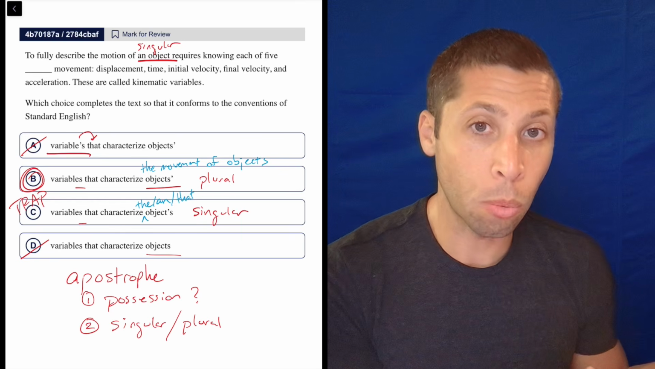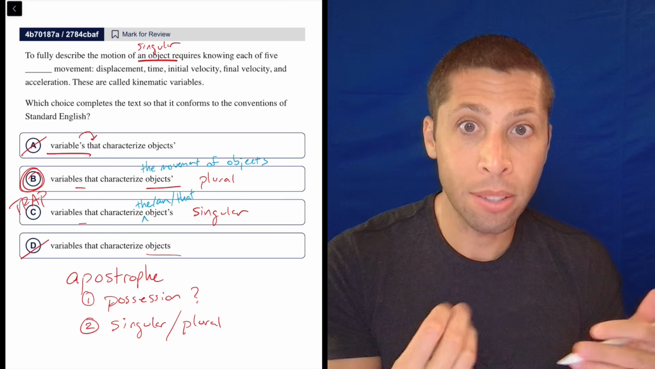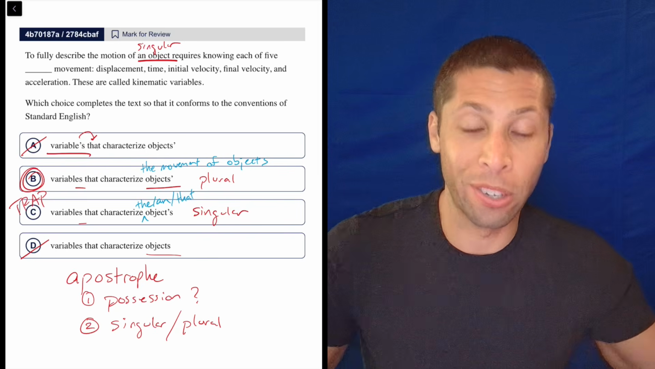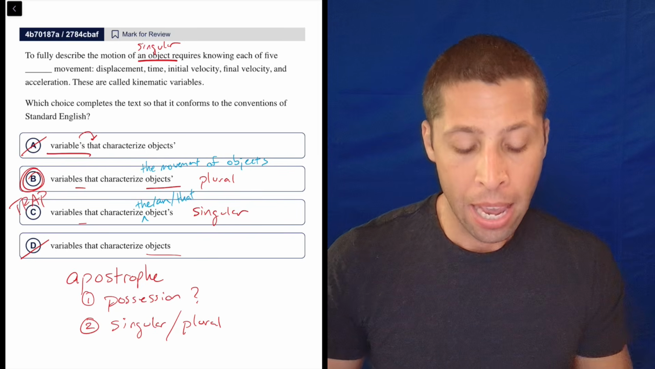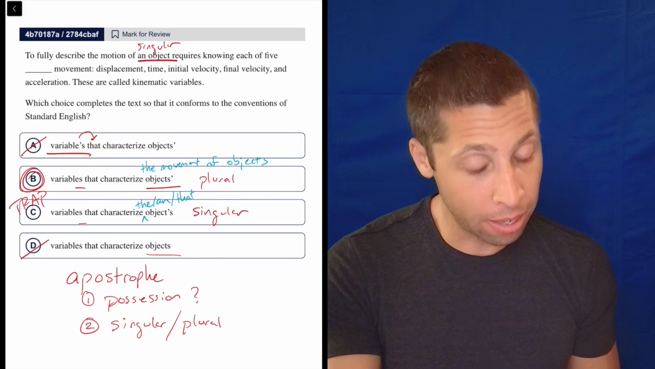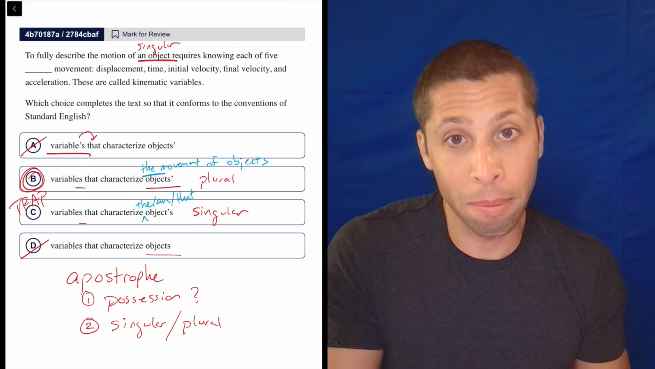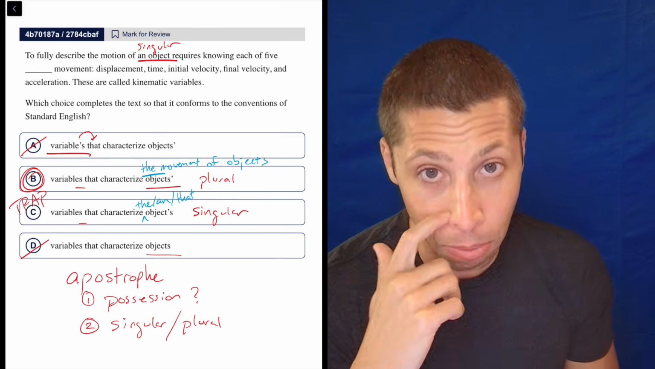Now I think it's more clear why it's plural. It's a general statement about objects in the universe. It is a physics statement. And notice I added the word "the" in choice B, but I did it on the movement. Movement here is singular. It's not plural here. So that's one thing we can do.